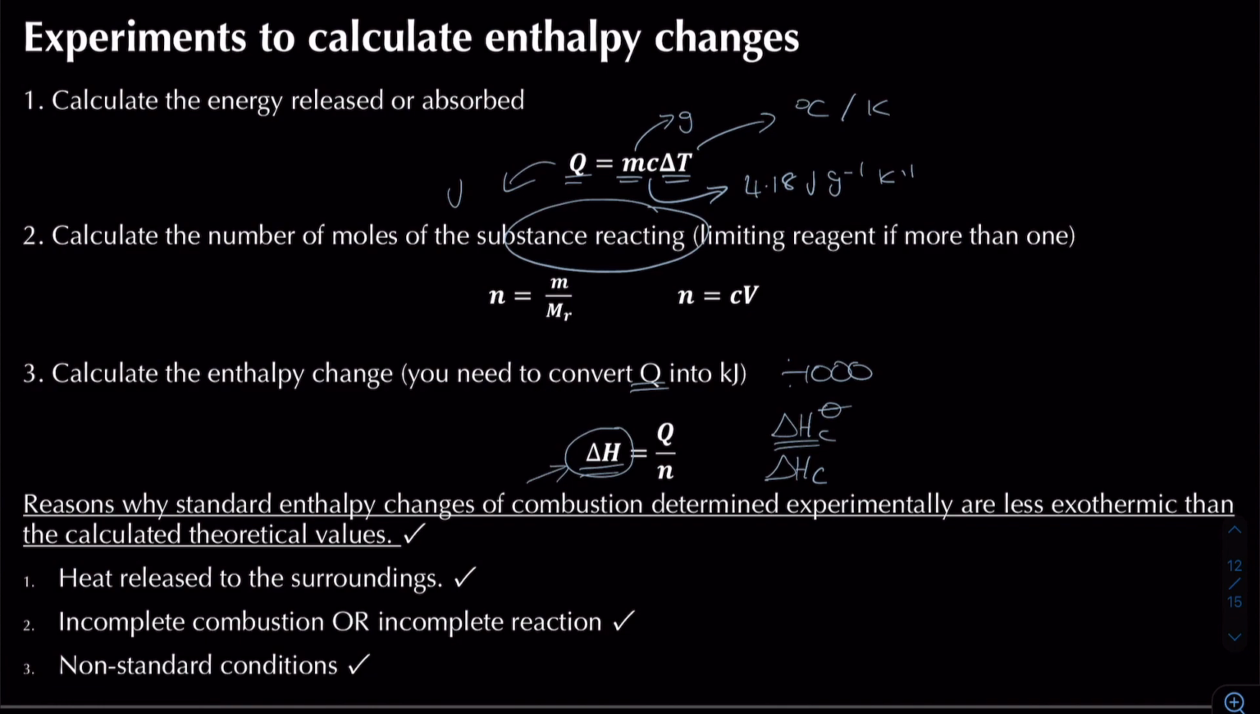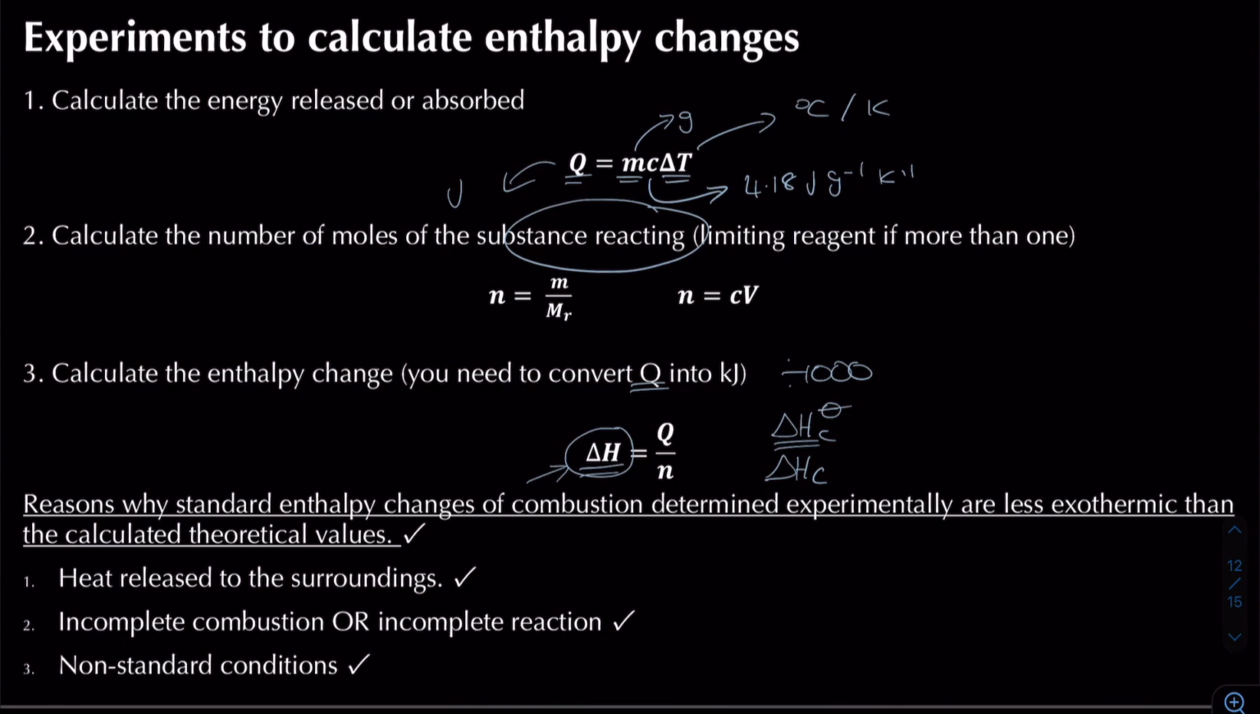And another thing is we can actually have non-standard conditions as well. We can't guarantee that within the room that we're conducting our experiment we've got standard temperature, which is going to be 25 degrees Celsius or 298 Kelvin, and standard pressure as well, which is going to be 100 kilopascals or 100,000 pascals itself.